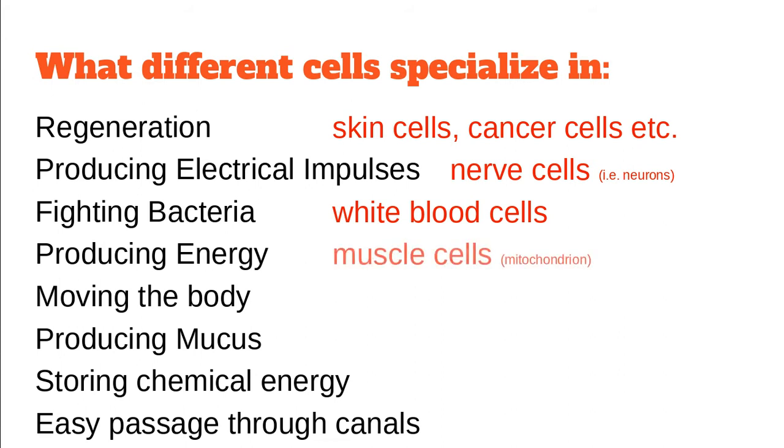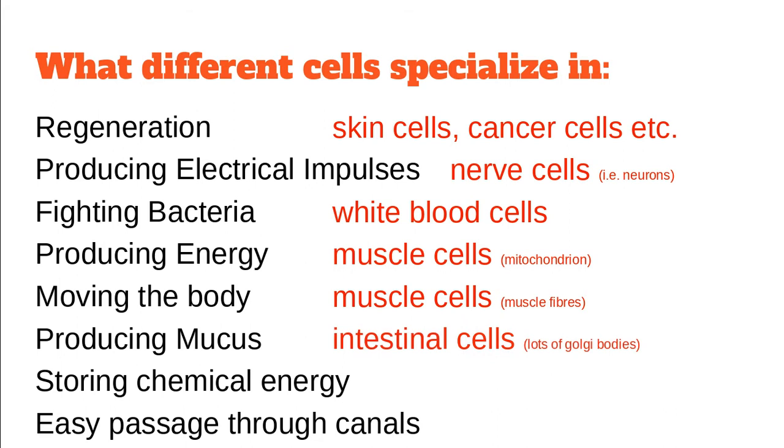Producing energy, we're talking about muscle cells. Again, they'd be high in mitochondria, the energy producing organelles. Moving the body, we're talking about muscle cells as well, but these are specifically muscle fibers. Certain cells are able to shorten and lengthen depending on the instructions that are given to them. Producing mucus, we're talking about intestinal cells. They'll have lots of Golgi bodies in them, obviously to produce a lot of mucus, keep things moving, keep things digesting in our intestinal digestive tract.